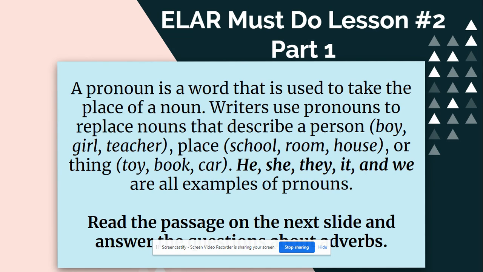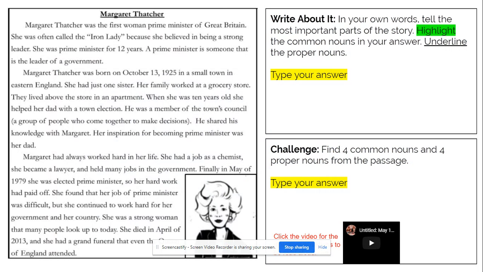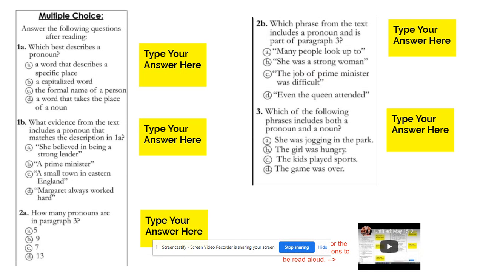On the next slide, you will read a passage and you will answer the questions about pronouns. So here's your passage for this week. It is on Margaret Thatcher. You have 2 activities right here on this screen. And then on the next slide, you have 5 multiple choice questions. We do ask that you type your answer right here in this yellow box.